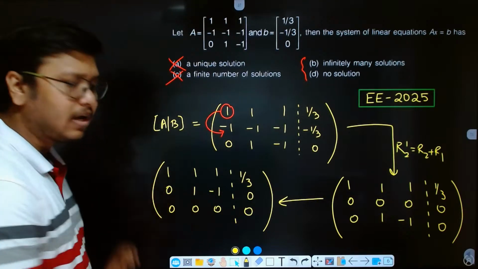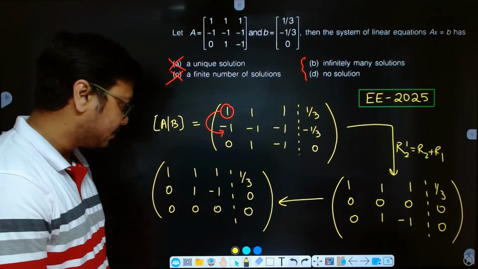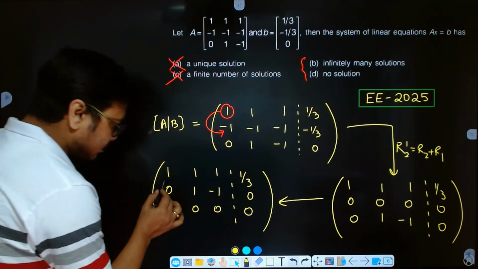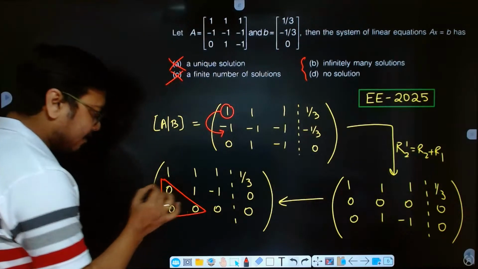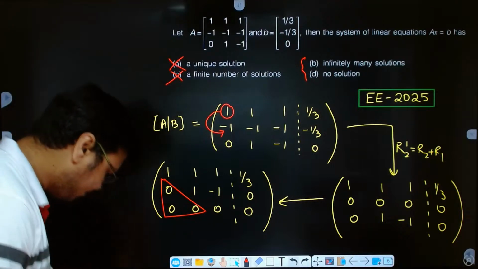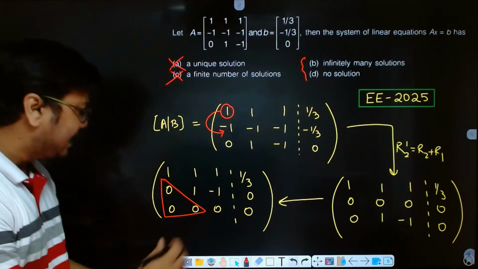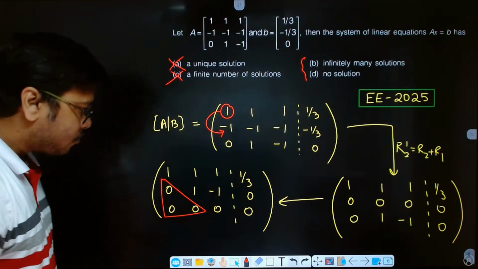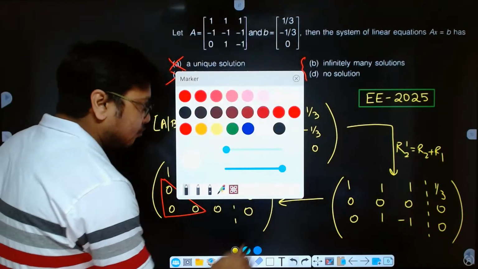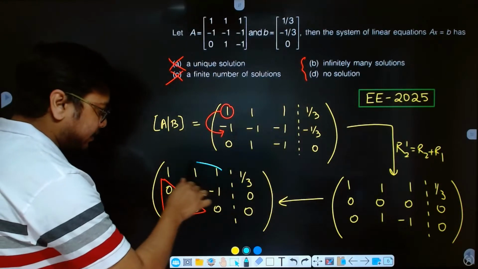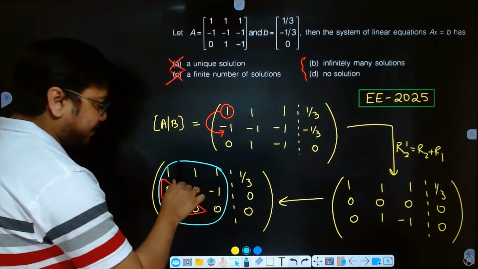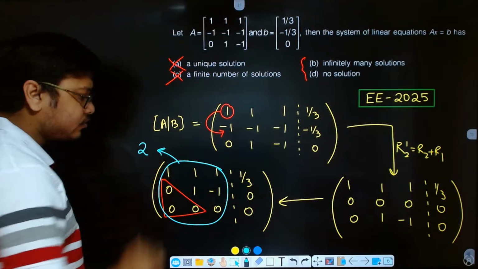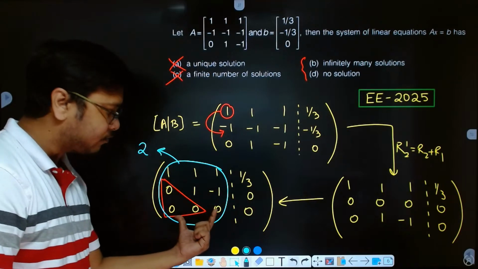So we have reached our echelon form, for the rank of the matrix, because the elements below the diagonal have become 0. Now we just have to understand the rank of the A matrix and the augmented part. The rank of the A matrix from here is 2 because one row is fully 0.